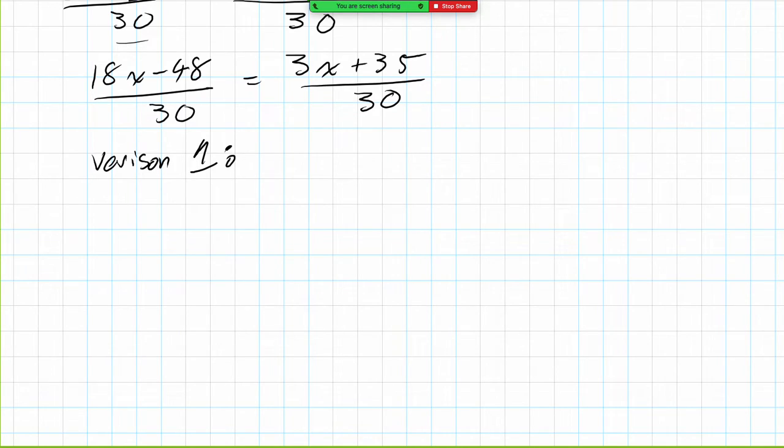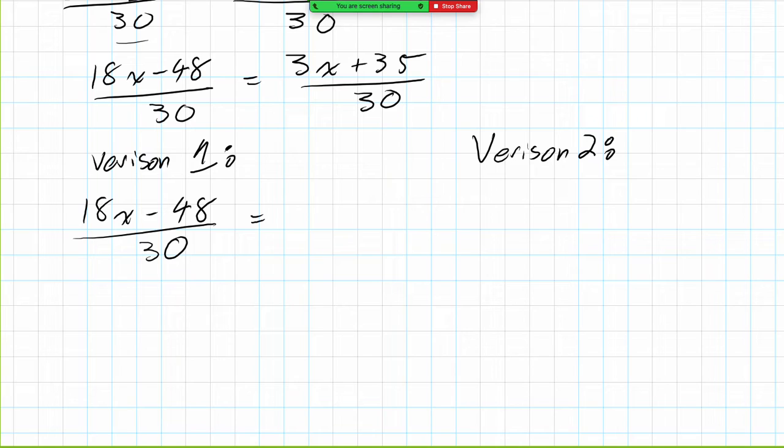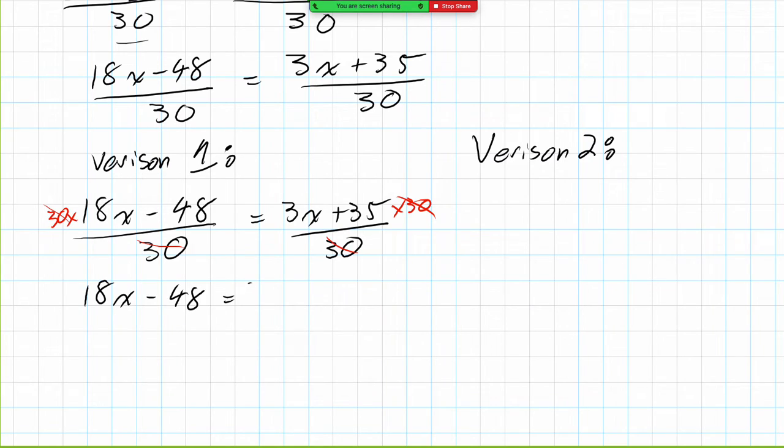Okay, and then we'll give you version 2. I would personally take version 1. In version 1, we have a common denominator of 30 on both sides. So in other words, both sides of the equation are being divided by 30, which means I can apply the same operation to both sides of multiplying by 30, and all that does is cancel out all of the bottoms, and we end up with 18x minus 48 is equal to 3x plus 35. Even I like that better.